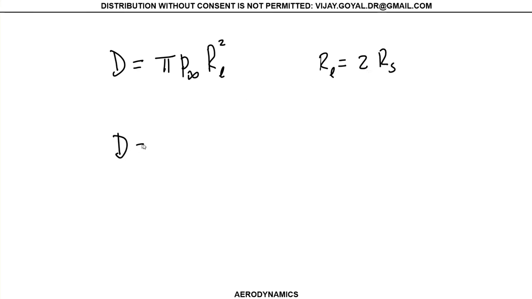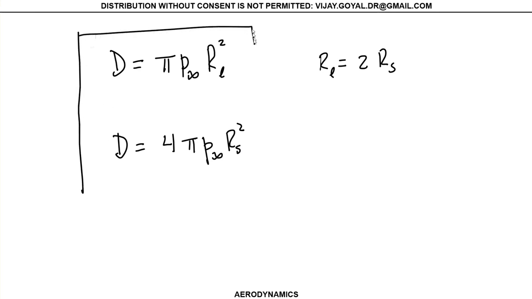So your drag then is basically equal to pi P infinite RL squared. And if you remember from your notes, we said that RL is nothing else than 2 times RS. So then your drag is actually equal to 4 times pi P infinite RS squared. These two equations are quite general. They're not bound by this particular problem. If it's a semi-infinite body, then this equation will always apply.